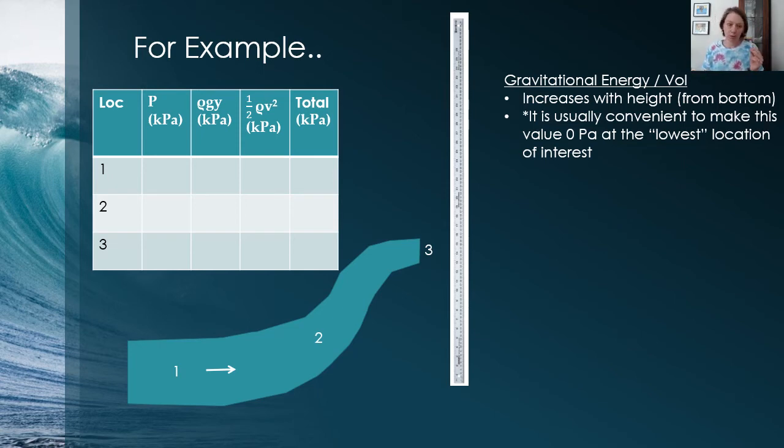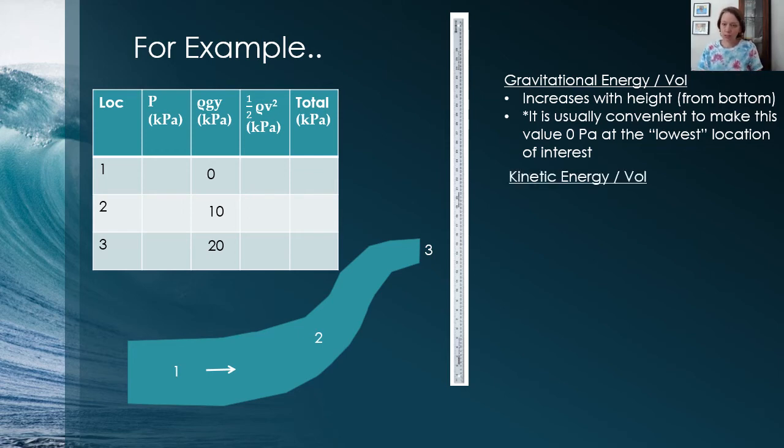So what I would probably do is say, let's assume our gravitational energy is 0 at location 1, because that's my lowest location. Then, assuming I know what the fluid is, all I have to do is measure the height in meters of location 2 and location 3, and then do some quick algebra: the density of the fluid times 10 times that height. And let's say I got some values of 10 pascals at location 2 and 20 pascals for location 3.